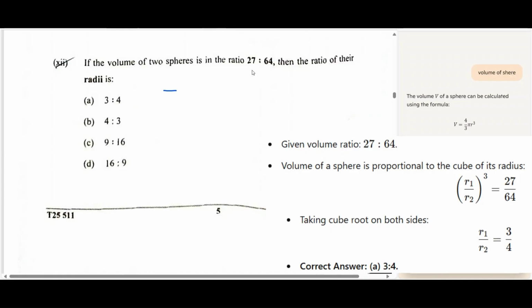R1 cube is 27, r2 cube is 64. So r1 is 3 and r2 is 4. 4 to power cube is 64. 3 to power cube is 27. So this is your 3 is to 4. So first one is your answer.